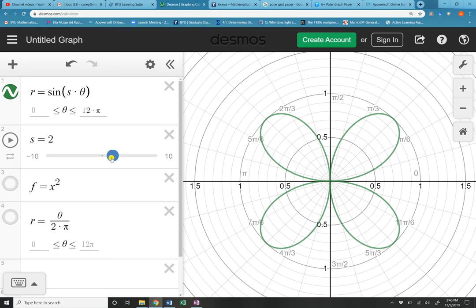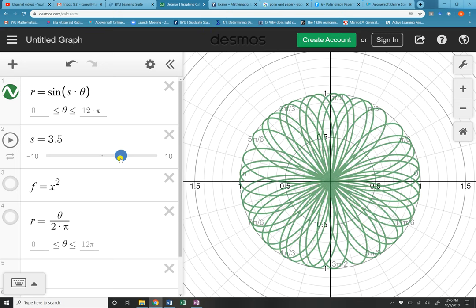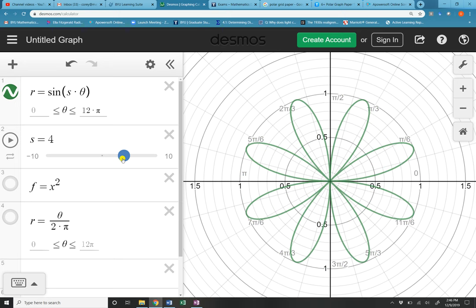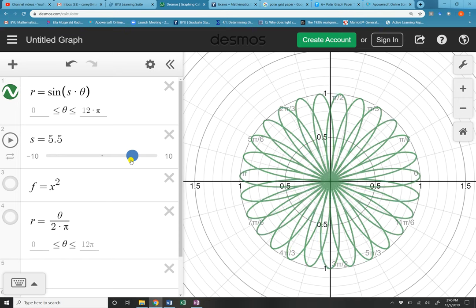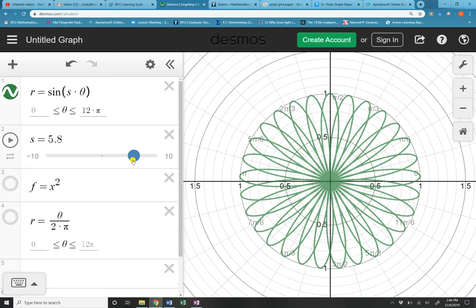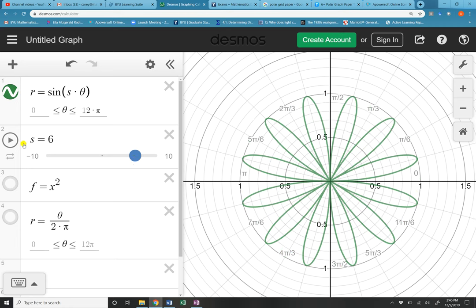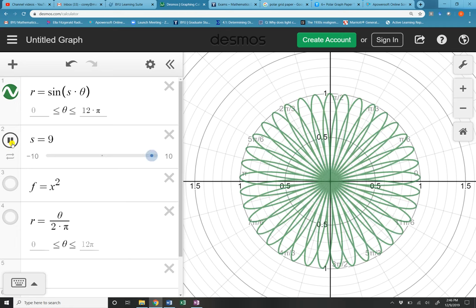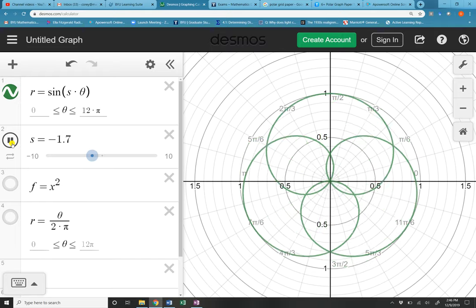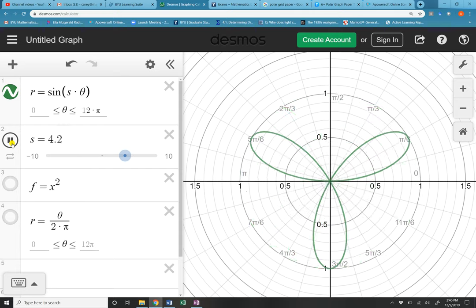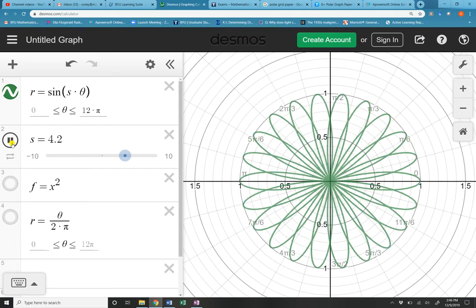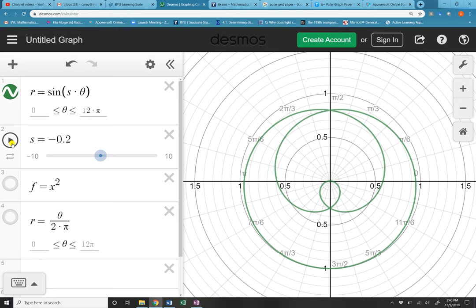Okay. So what do you think is going to happen at 4? Those are 8. And a 5? Six, those are 12. Okay. And I can just hit animate and it'll do a lot of cool fun things. It's not showing you all of those graphs, by the way, because it only goes to 2 pi. Some of them, if you kept going, it would fill out even more. So, okay, that's your fun thing for the day.